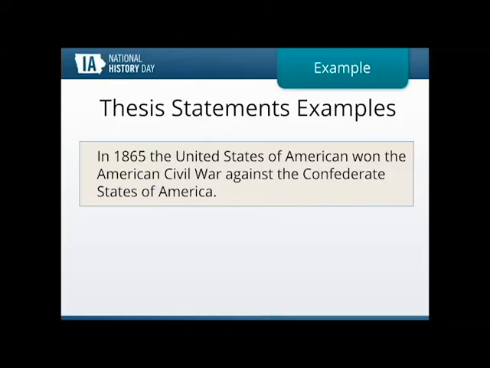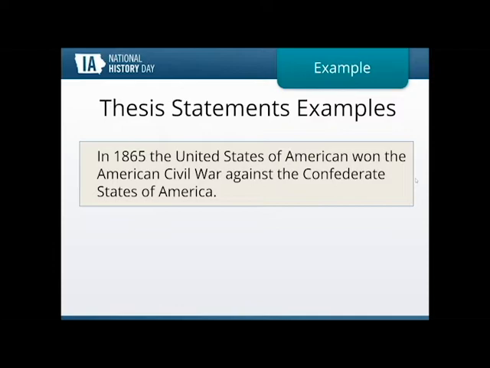In 1865, the United States of America won the American Civil War against the Confederate States of America. Well, first thing, it's very specific. Yes, this information is true, but we're missing a couple of things here. It's a really narrow topic, or it needs to be a more narrow topic.